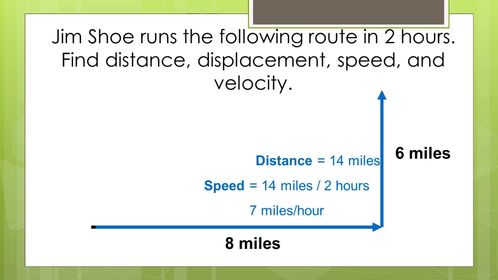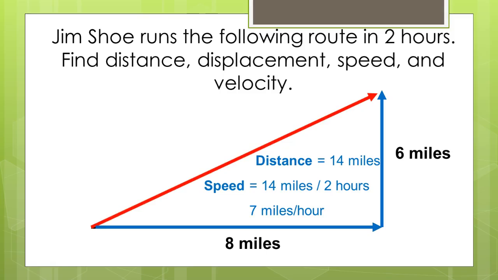His speed would be the distance divided by time. He ran 14 miles in 2 hours. That's 7 miles per hour. His displacement and velocity are based on the change in his position from his starting position to his ending position.